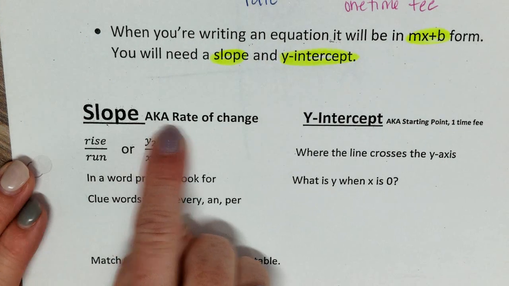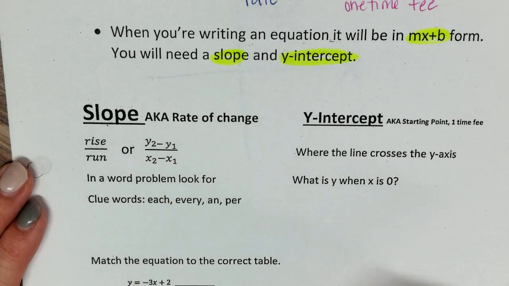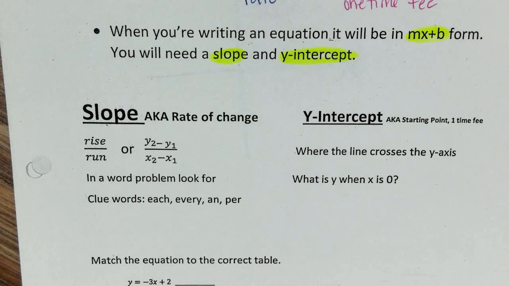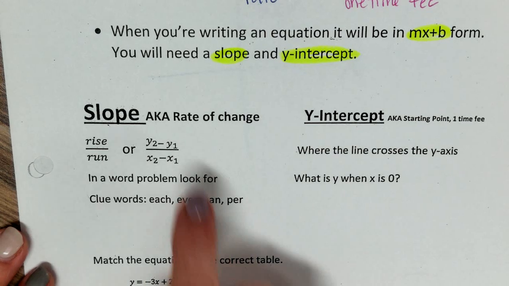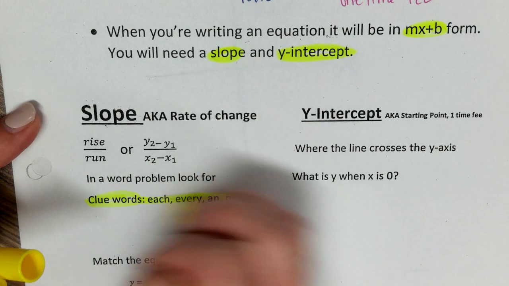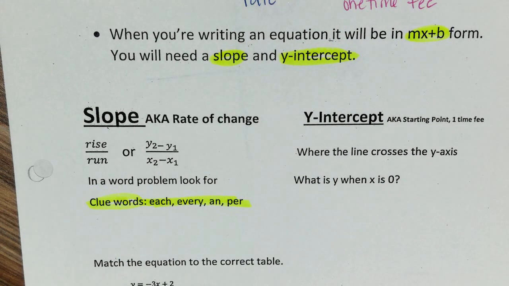Slope is also known as rate of change. You can either do rise over run or the slope formula. Now, have we used the slope formula in a while? What button do we like to use in our calculator? Stat will work every time. So I know that you guys got used to not using that, and I don't care. That's fine, okay? In a word problem, you're looking for clue words such as what? Per, each, every, or and. Those are clue words that probably mean that number is the rate, and it's going to get the variable.